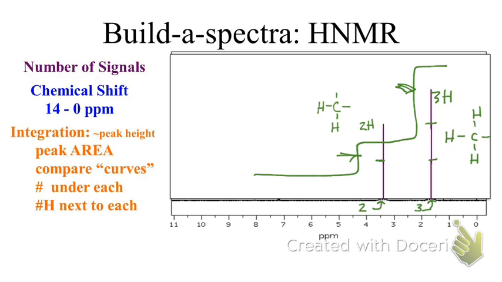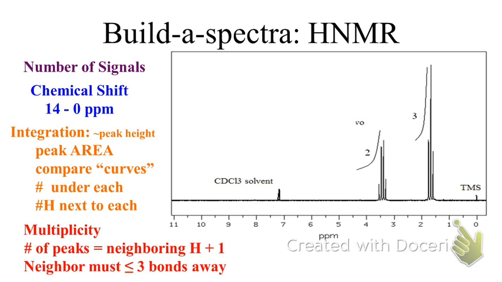Next piece of information. Looking at the multiplicity. You'll notice you see the curves showing up on here that I was talking about. Those curves are these things. And in this case, the information was written next to it, 2 and 3. Multiplicity, it's the number of peaks. The number of peaks are equal to the number of neighboring hydrogens plus 1.